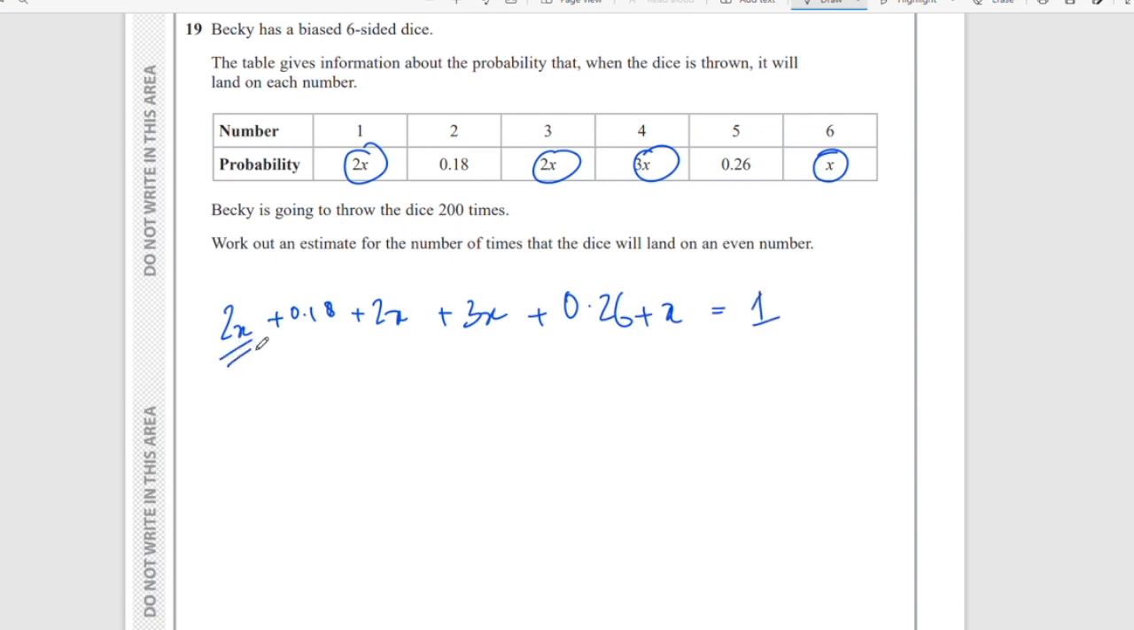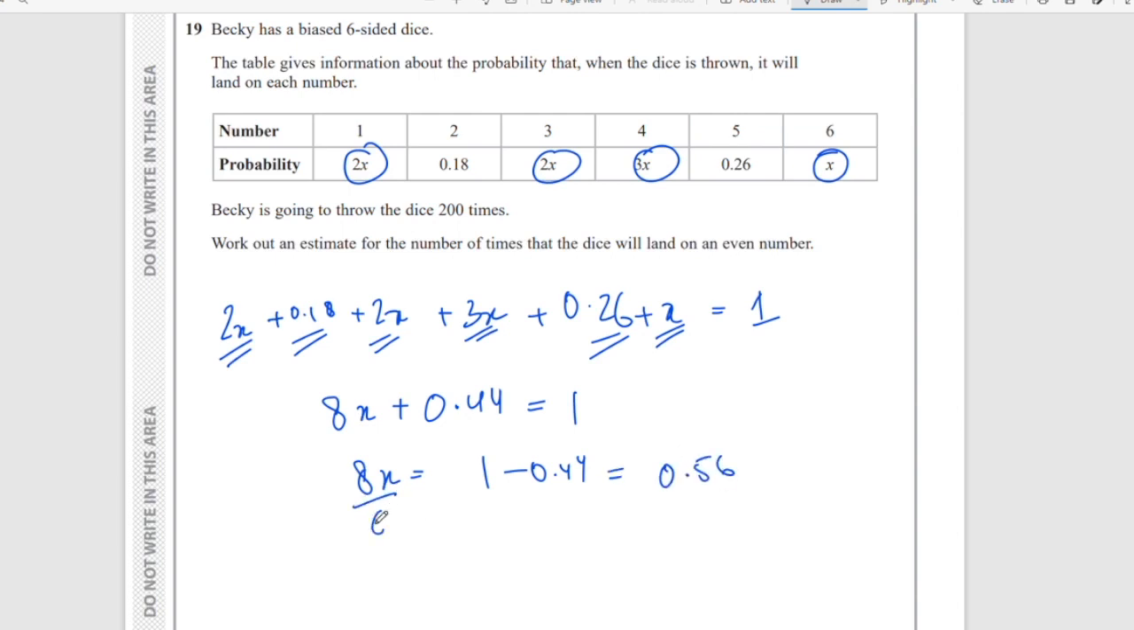So let's bring the like terms together. 2 plus 2 plus 3, 4 plus 3, 7, 7 plus 1, 8x, plus 0.18 and 0.26, which is 0.44, is equal to 1. So 8x is equal to 1 minus 0.44, which is 0.56. Divide both sides by 8. So x is equal to 0.56 divided by 8, which will give you 0.07. So each x is 0.07.